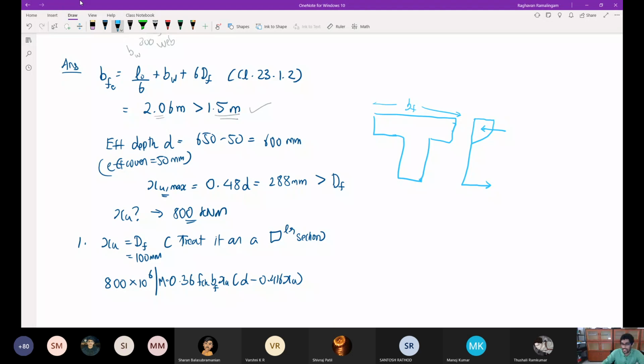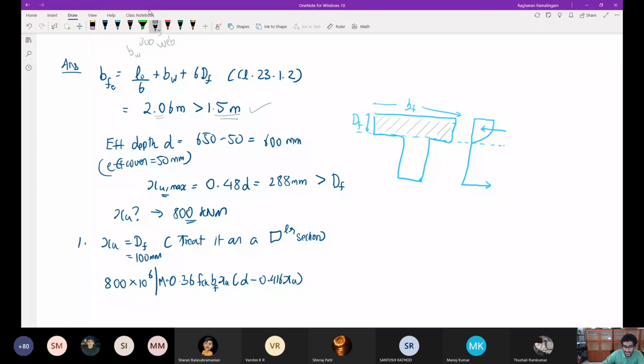Okay, this is the stress block, this is the section. So we are first looking at the case where the neutral axis is entirely within the flange. Because of that we just use the rectangle formula, because whatever is within the nucleus is just a rectangle.